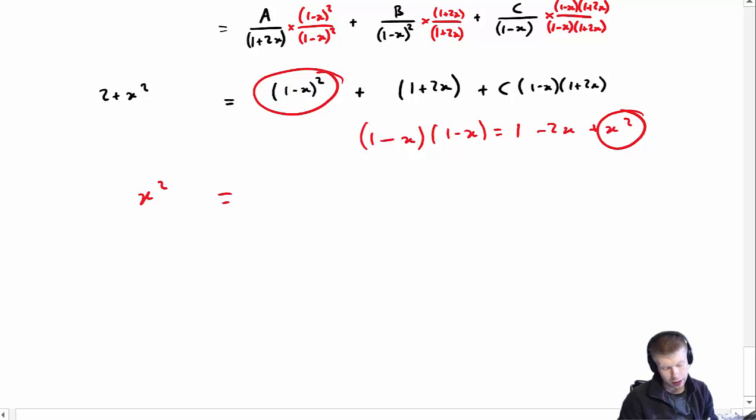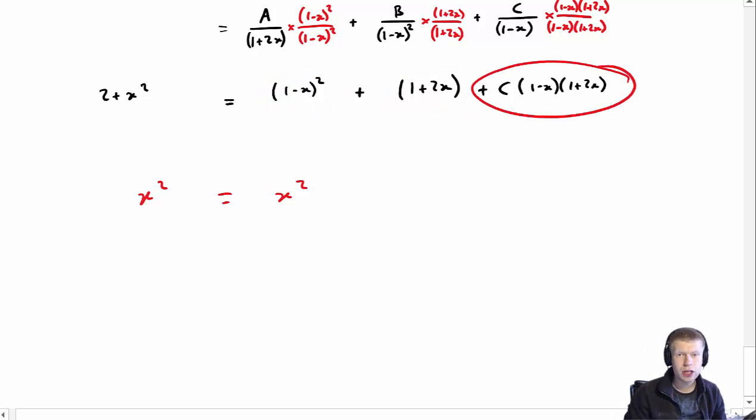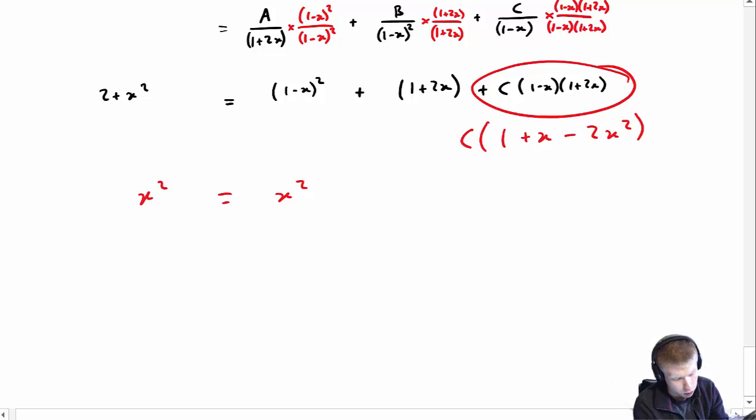So I know there's a positive x squared term on the right-hand side. There's no x squared term in the next fraction, so I don't have to worry about that. But there is going to be an x squared term in the last one, because I've got two linear brackets being multiplied together, plus c. Let's expand this out. I've got c multiplied by 1, then minus x plus 2x, which becomes plus x. Then I've got minus x times positive 2x, which becomes negative 2x squared, and that's all multiplied by c.